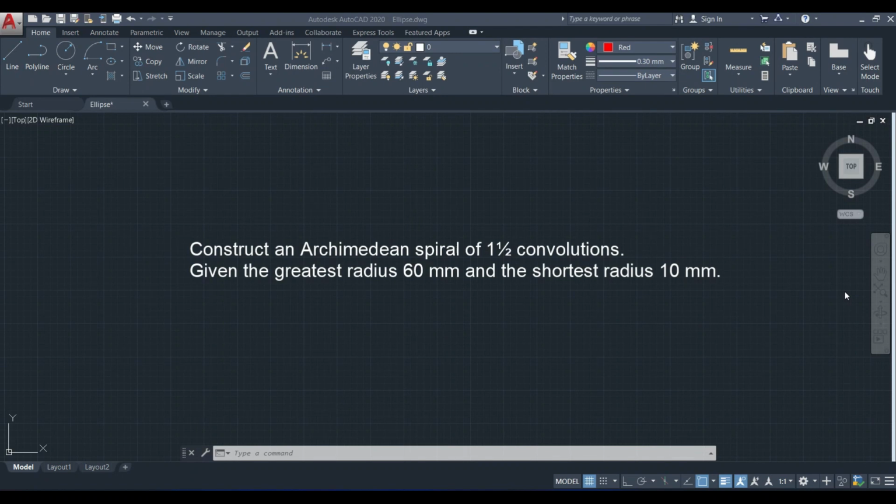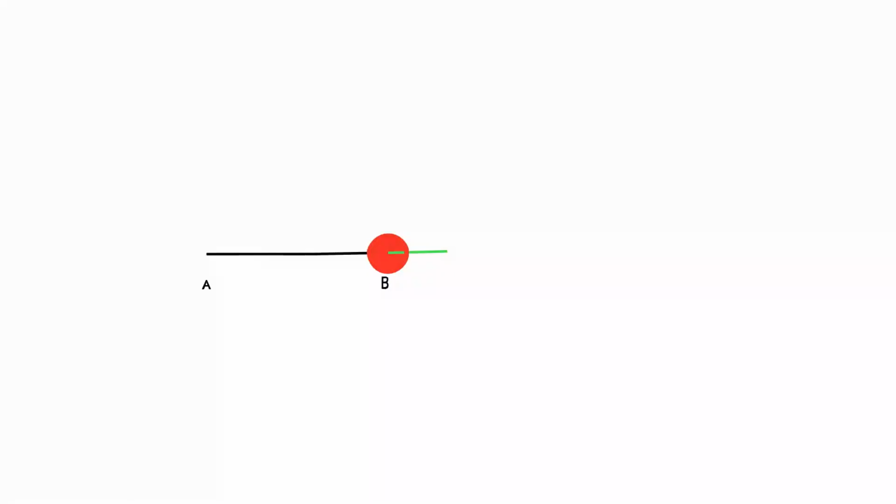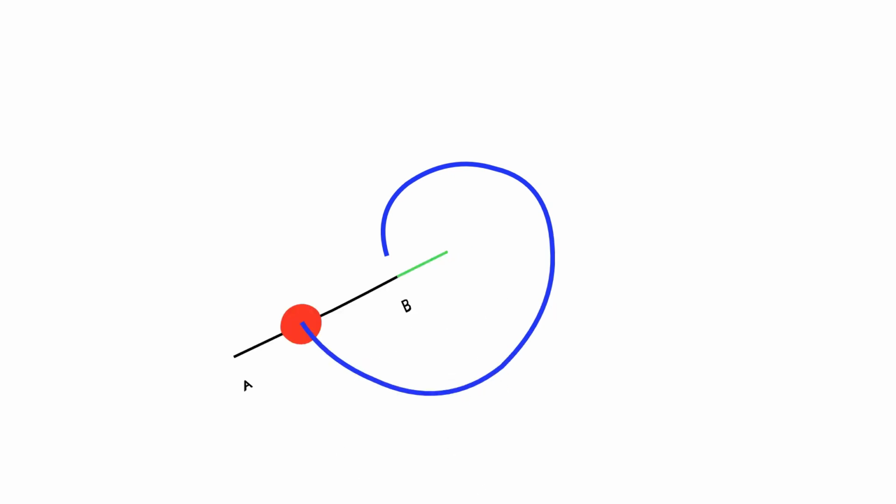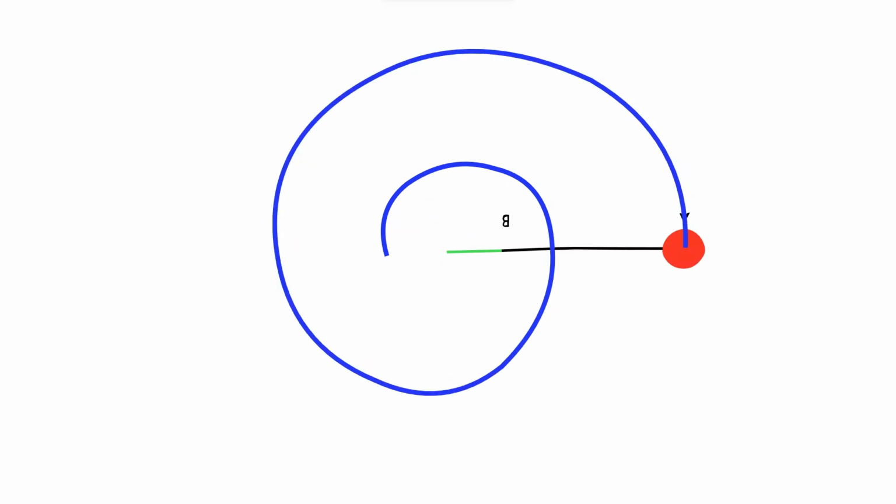Let's move on to the next question. Here, construct an Archimedean spiral of 1.5 convolutions given the greatest radius 60 mm and the shortest radius 10 mm. So here we have two circles of 60 mm radius and 10 mm radius. So now we have to draw the Archimedean spiral of 1.5 convolutions. This is the particular question. Like I have told you before, it is an Archimedean spiral like this.